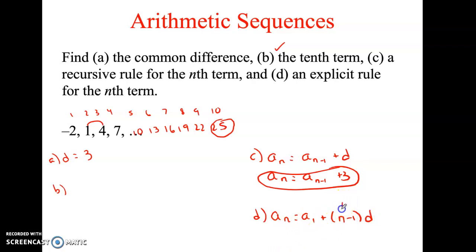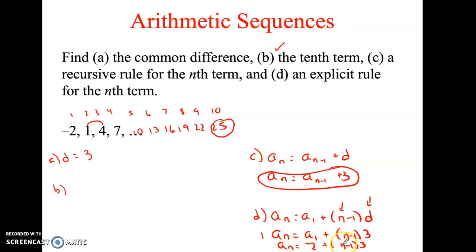So what we're going to fill in here is our n and our d. That's what we're filling in here. So a sub n equals a sub 1 plus, well, actually we can keep this general, n minus 1 times 3. And then actually we know the a sub 1, that's a constant. So that's going to be negative 2 plus n minus 1 times 3. So again, you're going to fill in your n when you're looking for this.